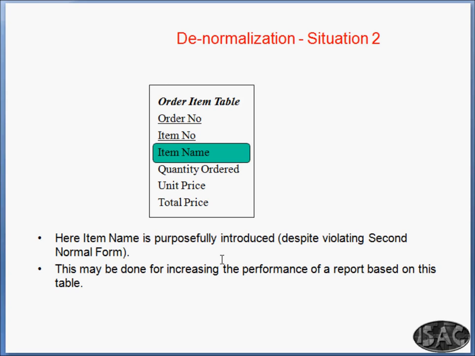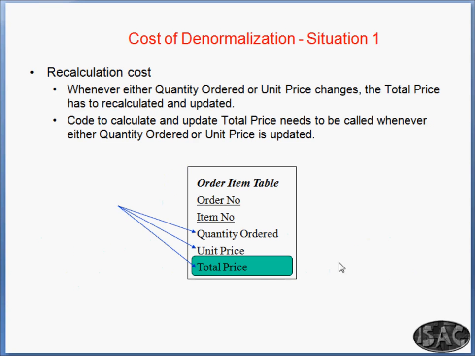But the problem is, if you are doing this, you have to pay some cost of denormalization. So one thing is the recalculation cost. Whenever either quantity ordered or unit price changes, the total price has to be recalculated and updated, right? Code to calculate and update total price needs to be called whenever either quantity ordered or unit price is updated, right?